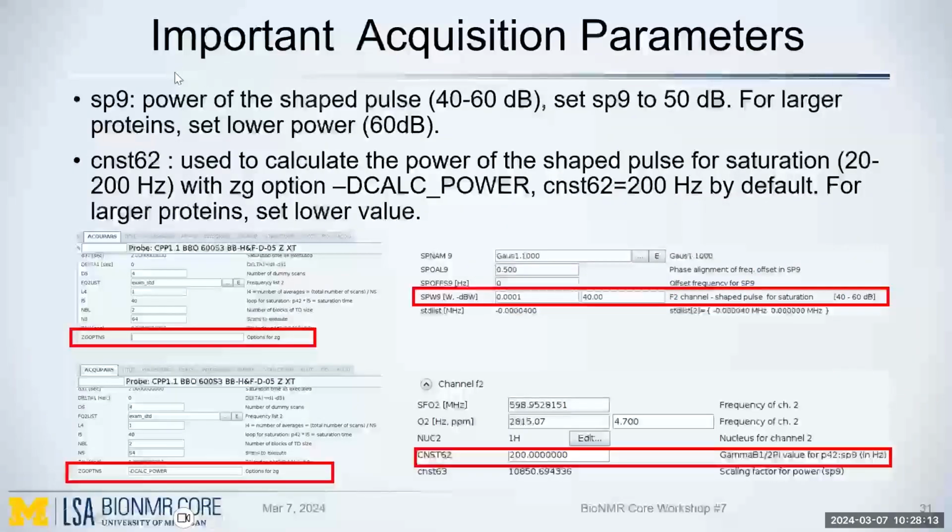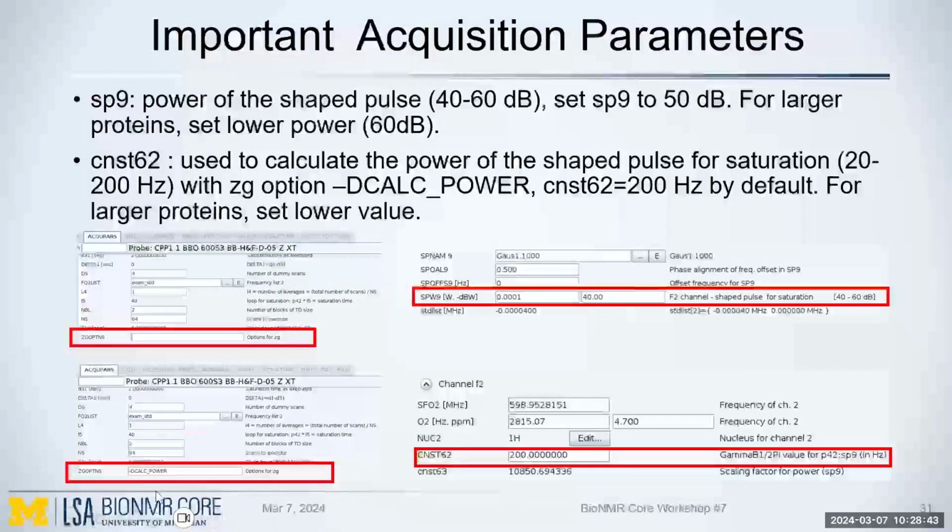Next, two important parameters are SPW9 and constant 62. Those parameters are used to set the power of the shaped pulse that is used to saturate the protein resonances. If you go to the acquisition parameter tab under ZG options, if ZG option is empty, then you will find a parameter called SPdB9 that is used to set the power of the shaped pulse. So you can set it to something around 40 to 60 dB, and 50 dB is a good starting point.